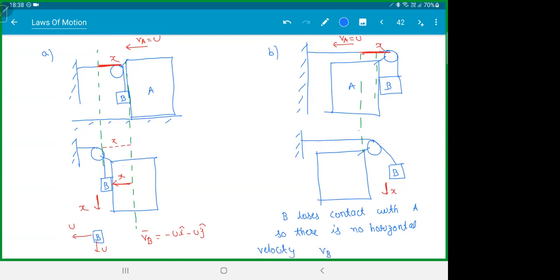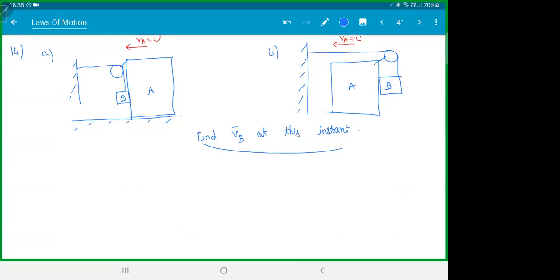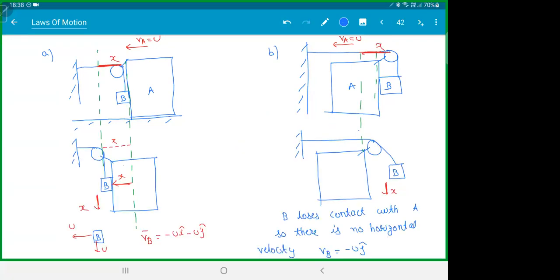So VB will be simply minus uj. Easy? There, that's the difference between both the problems. So that is the reason. See, I said at this instant, meaning that theta, this angle, is almost negligible. If I give you after some time, I can't solve this problem because I don't know at what angle it is flying, how high it is going, a lot of information you need. So whenever they ask you this B part question, it will always be at this instant.